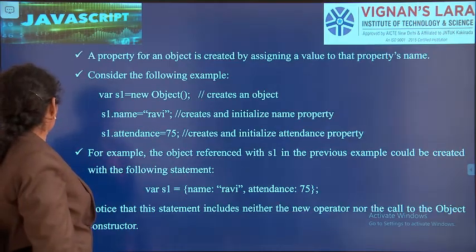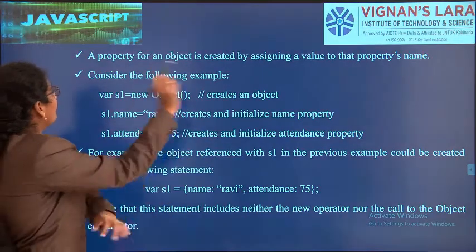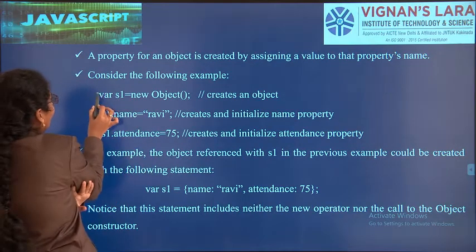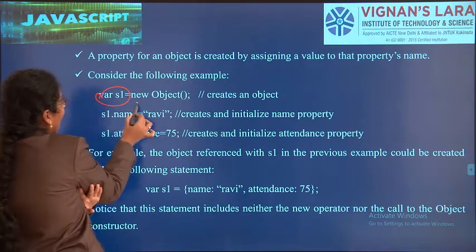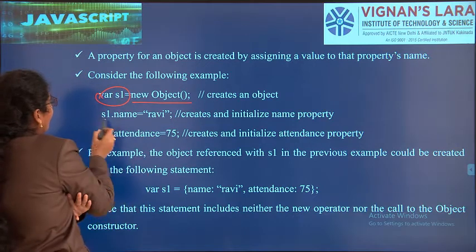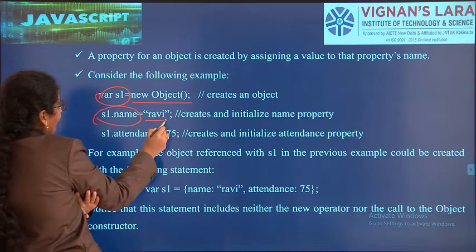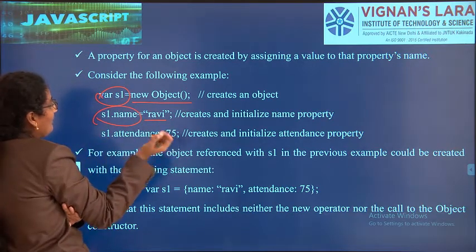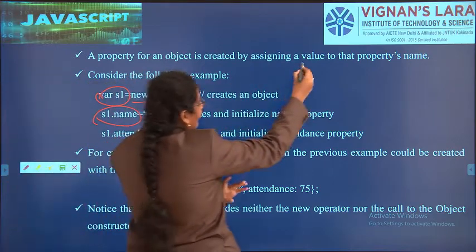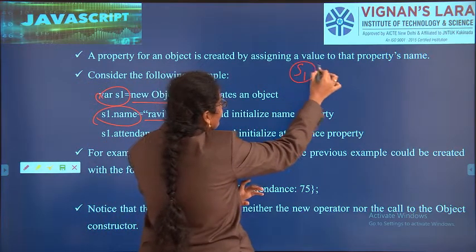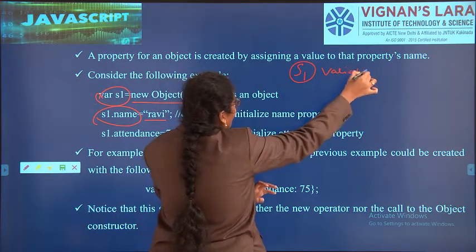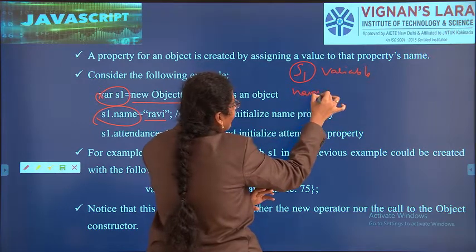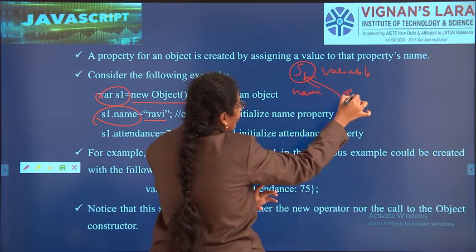So let us see what I have created. My variable name is S1. I have created an object. S1.name = Ravi, nothing but I have initialized a property for this. First I have created S1. S1 is a variable. In this S1 I have given a name. The name I have given for S1 is Ravi.